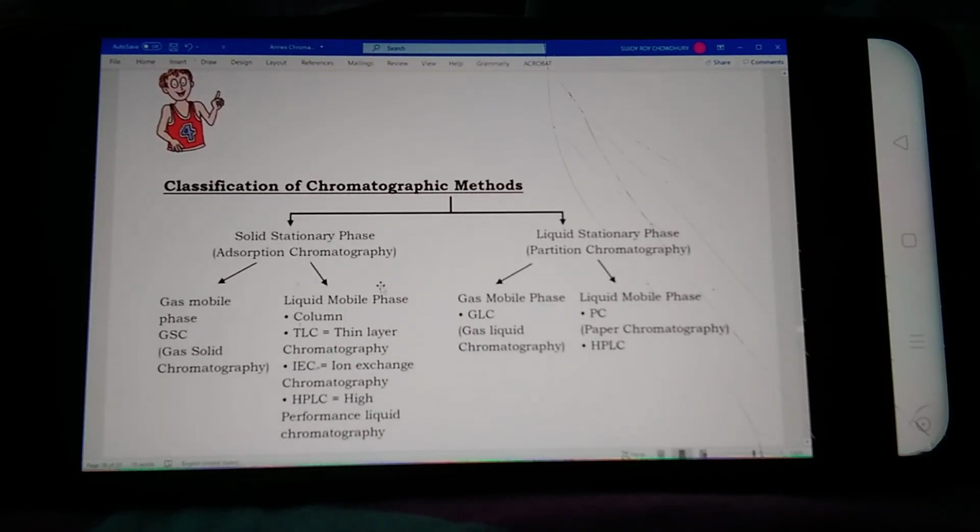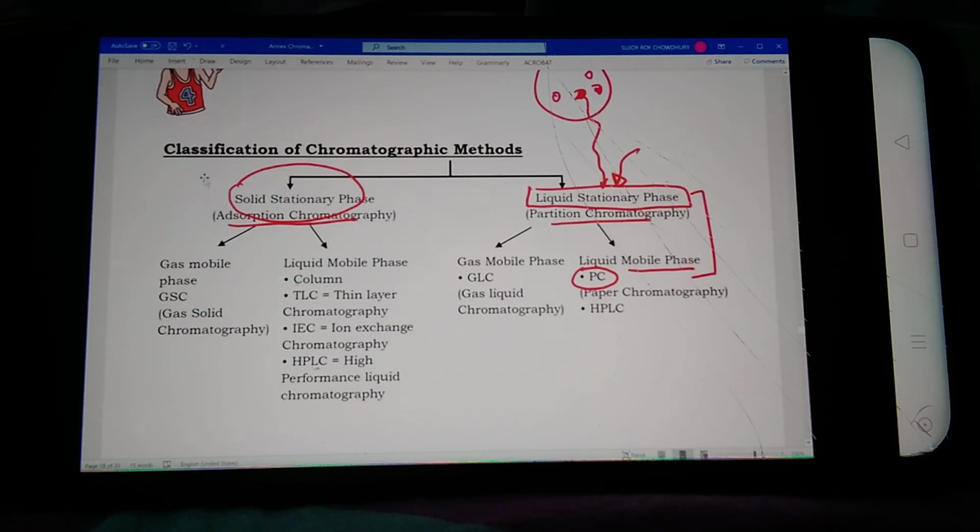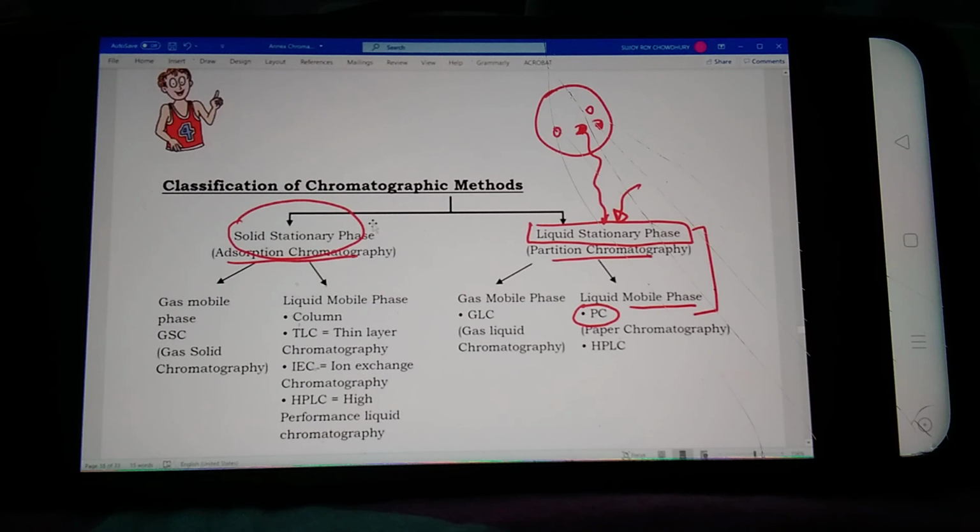Now the classification of chromatography should be very clear to you. The solid stationary phase is adsorption chromatography, and the liquid stationary phase is partition chromatography. What I'm highlighting about paper chromatography is that it has a liquid stationary phase, because the water inside the pores of the paper acts as the stationary phase. The mobile phase is a solvent plus water mixture, so it is an example of liquid chromatography. This way the entire classification is done, and I hope the principle of paper chromatography is clear to you.